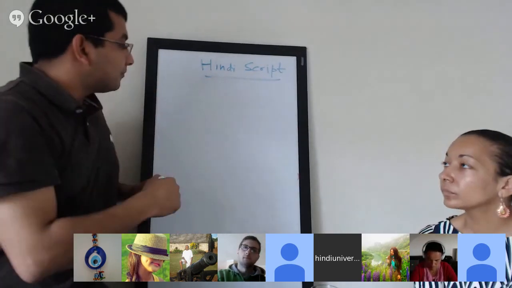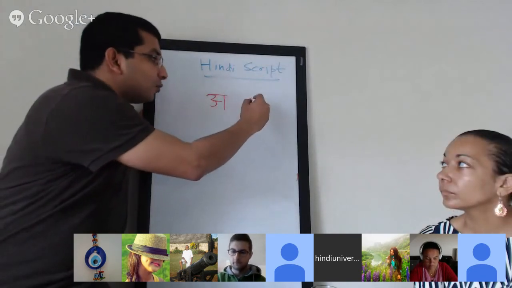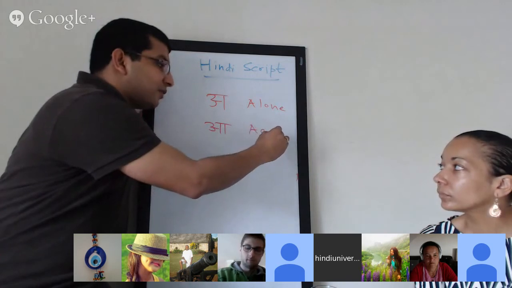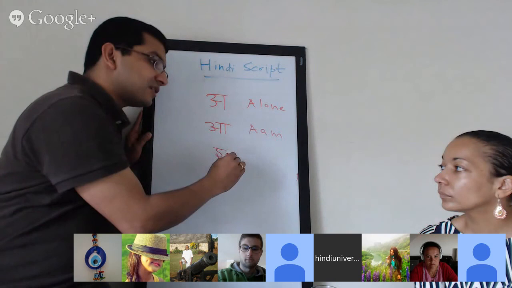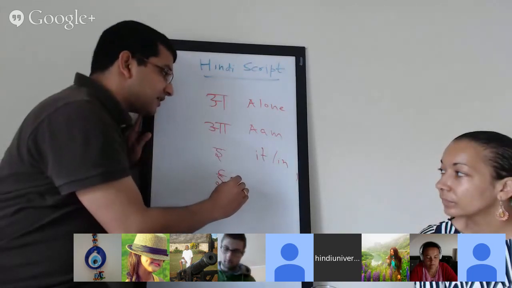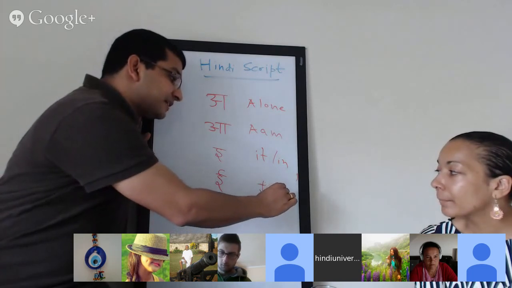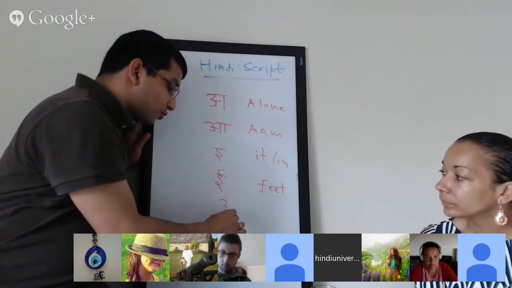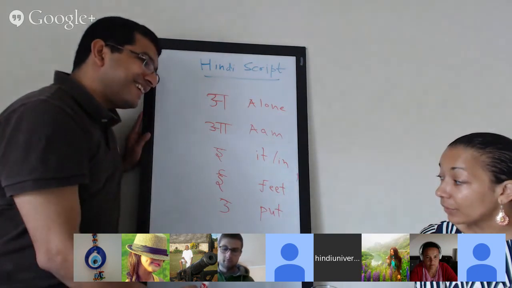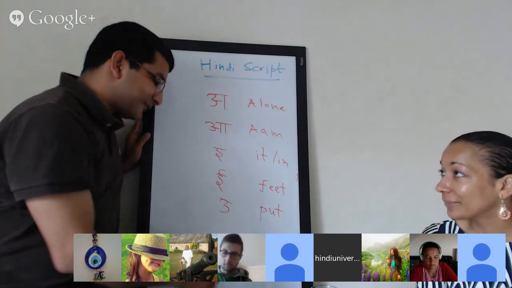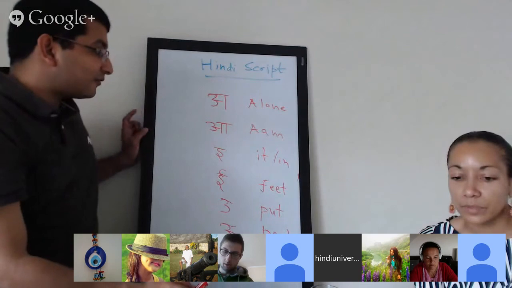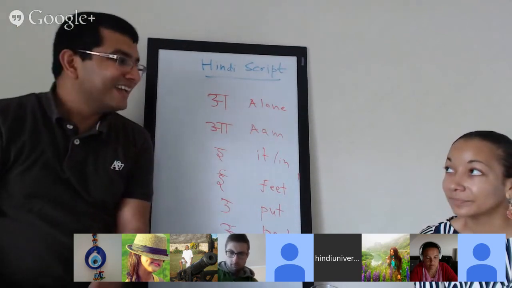Just to repeat, because some people joined a little late, we did A as in alone. We did A as in arm or mango. We did E, which is it or in. We did E, which sounds like feed, cheat, meat. Then we did O, as in put. Another example, July. And then we did O, which is pool, June. All of them. A lot to digest, but I hope it is getting clearer.